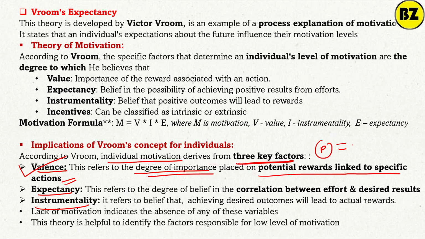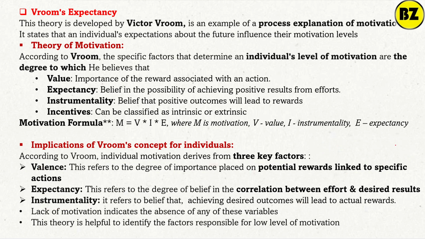For example, if you have achieved 100% of target, you are getting 5% of the bonus. If you have achieved 150% of the target, you are getting 20% of the bonus. It means that for every percentage of achievement of the target, there is a link with some percentage of bonus. It is a degree of importance placed on the reward.